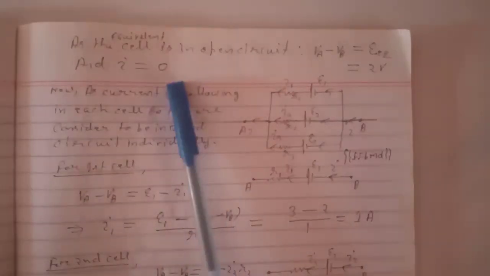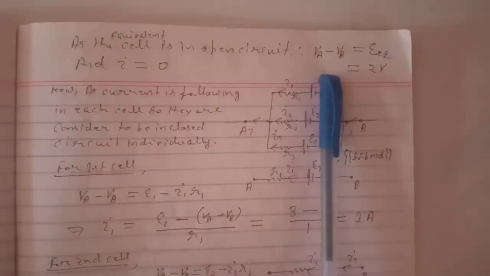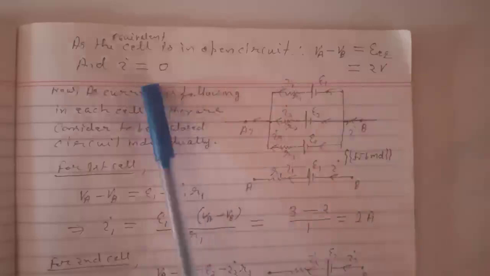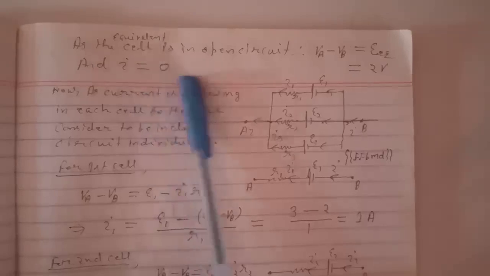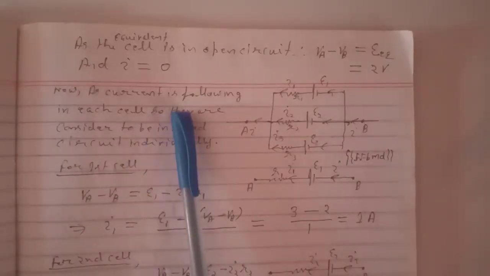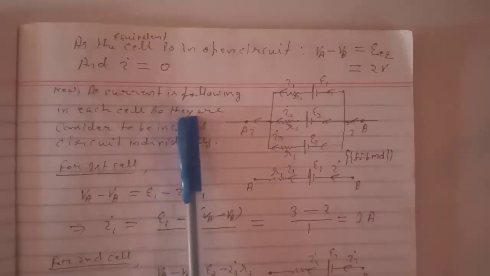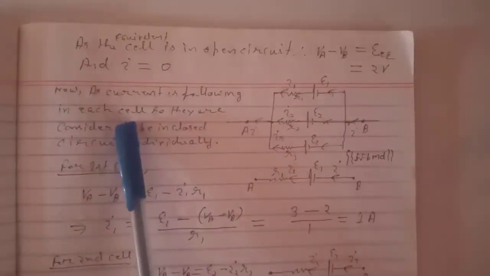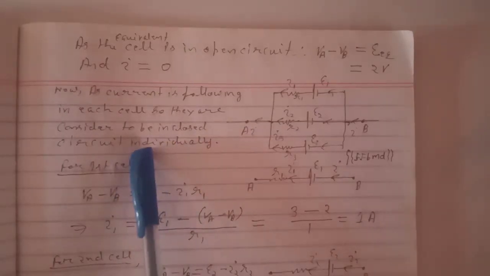As the equivalent circuit is in open circuit, hence VA minus VB equals E equivalent equal to 2 volt, and I equals 0. Now as current is flowing in each cell, they are considered to be in closed circuit individually.